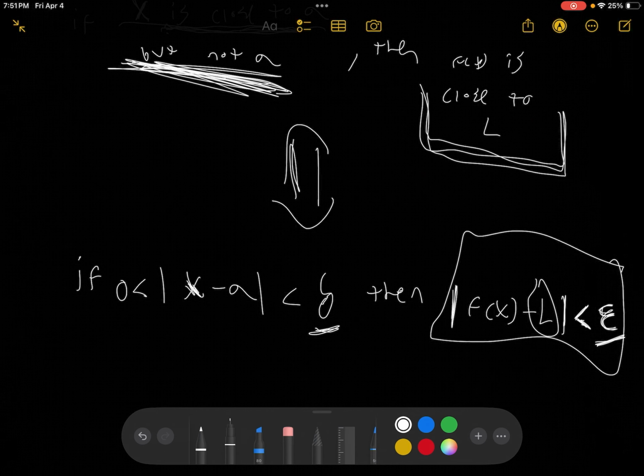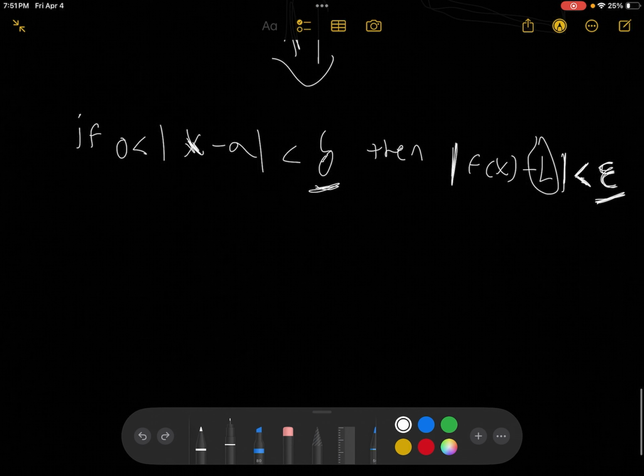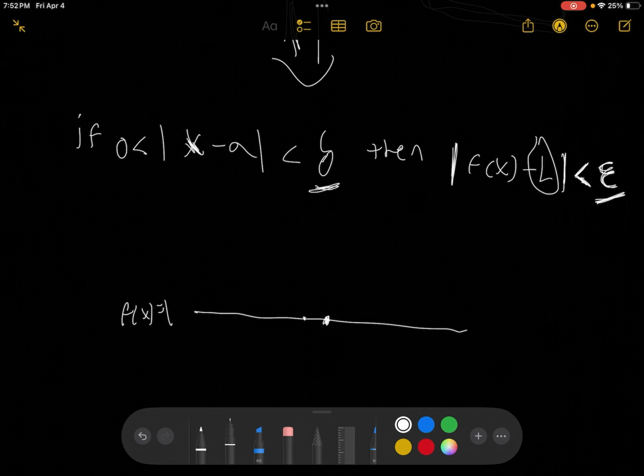Also notice that in this second one, we don't need to include the case x equals A, because in the limit, it's totally fine if f of x is exactly equal to L. Like if we have the function f of x equals 1 and we calculate the limit at 2, it's just 1 the whole time, including as it approaches 2.